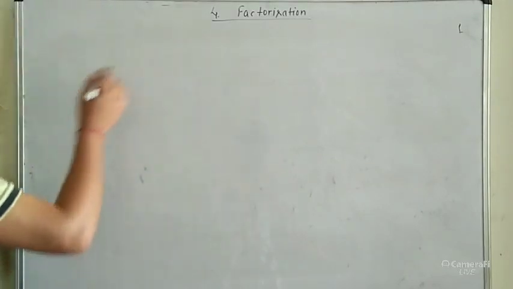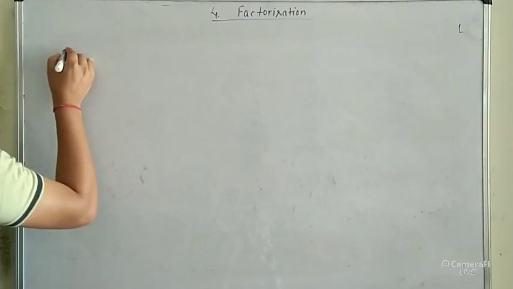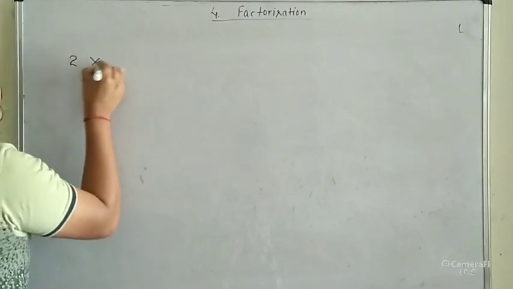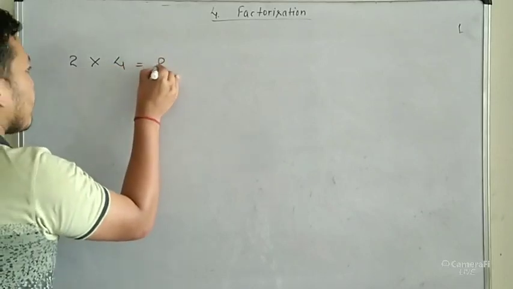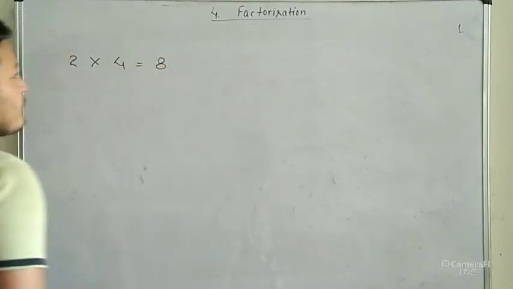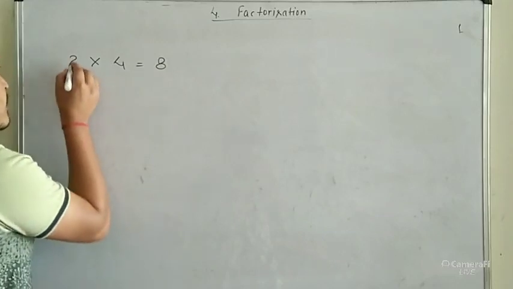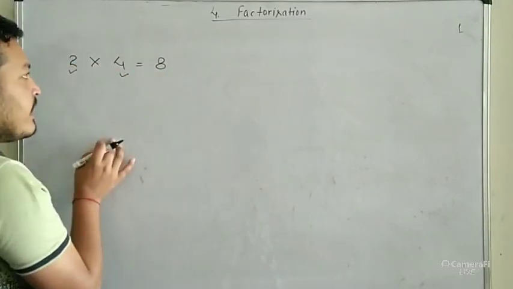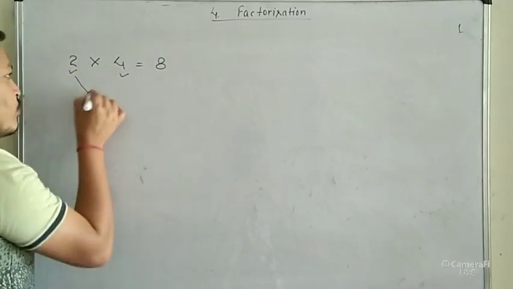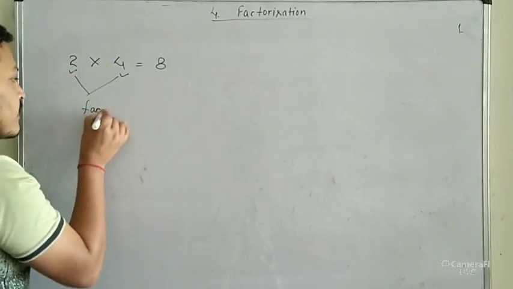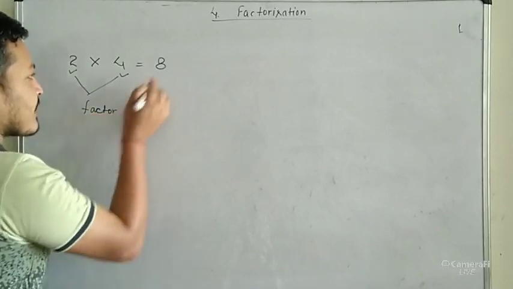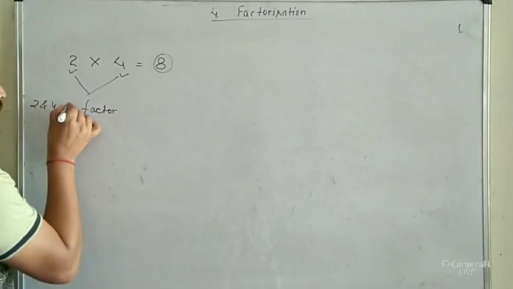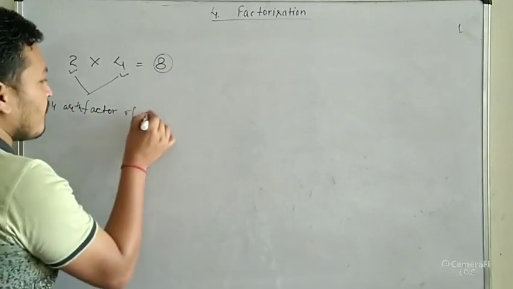So sir, first, what is a factor, what is factorization? For example, I am taking a simple number: 2 multiplied by 4, and as you know, 2 multiplied by 4 is 8. So here 2 and 4 give 8. So here we can say that 2 and 4 are the factors of 8.